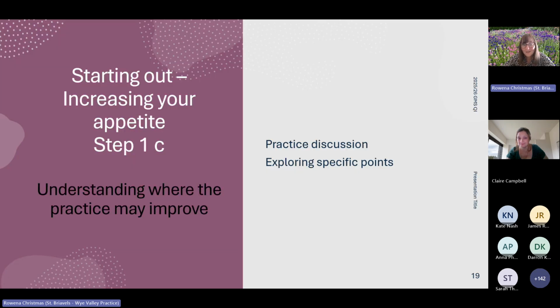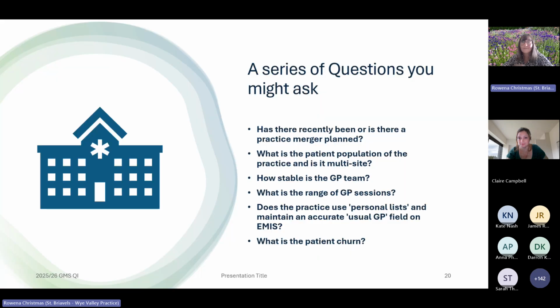Moving on to 1C, this is where we have practice discussion exploring specific points that might be relevant for your own individual practice, because lots of us are going through particular challenges. A series of questions you might ask. Has there been a practice merger recently, or is one planned? Something like that would have a significant impact on continuity, and also create other factors like staff change fatigue.